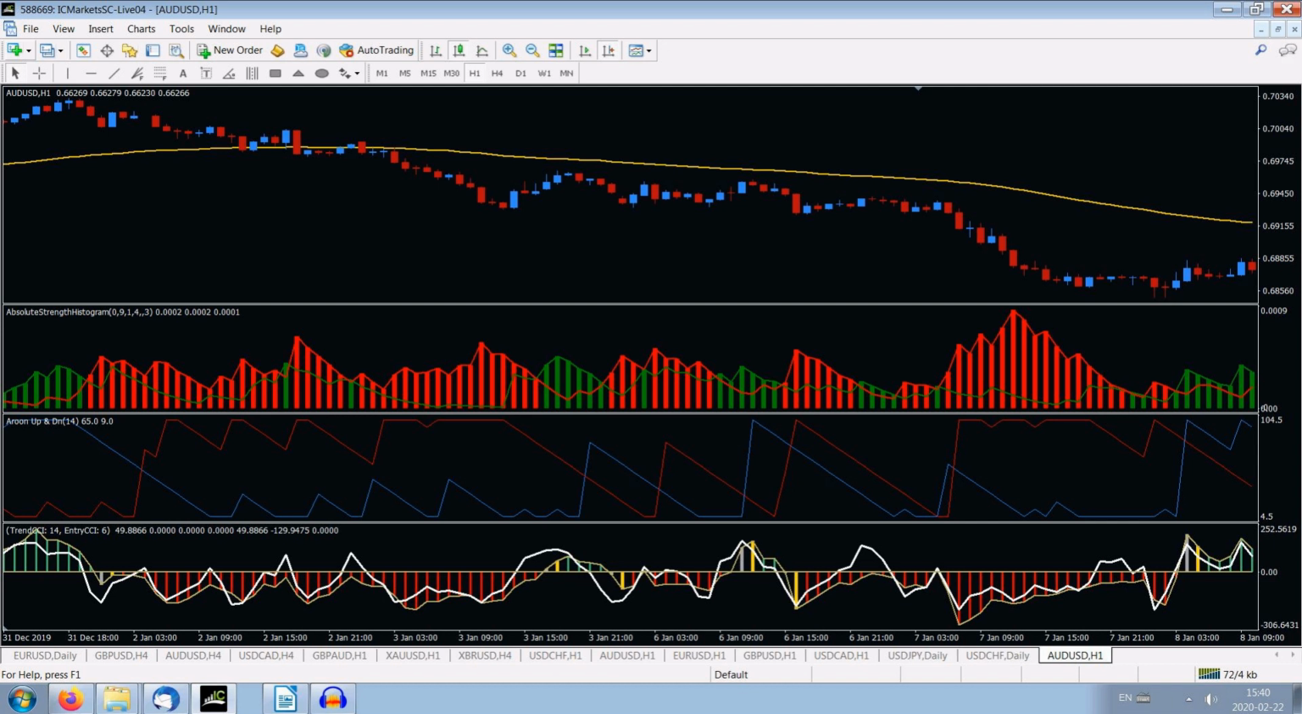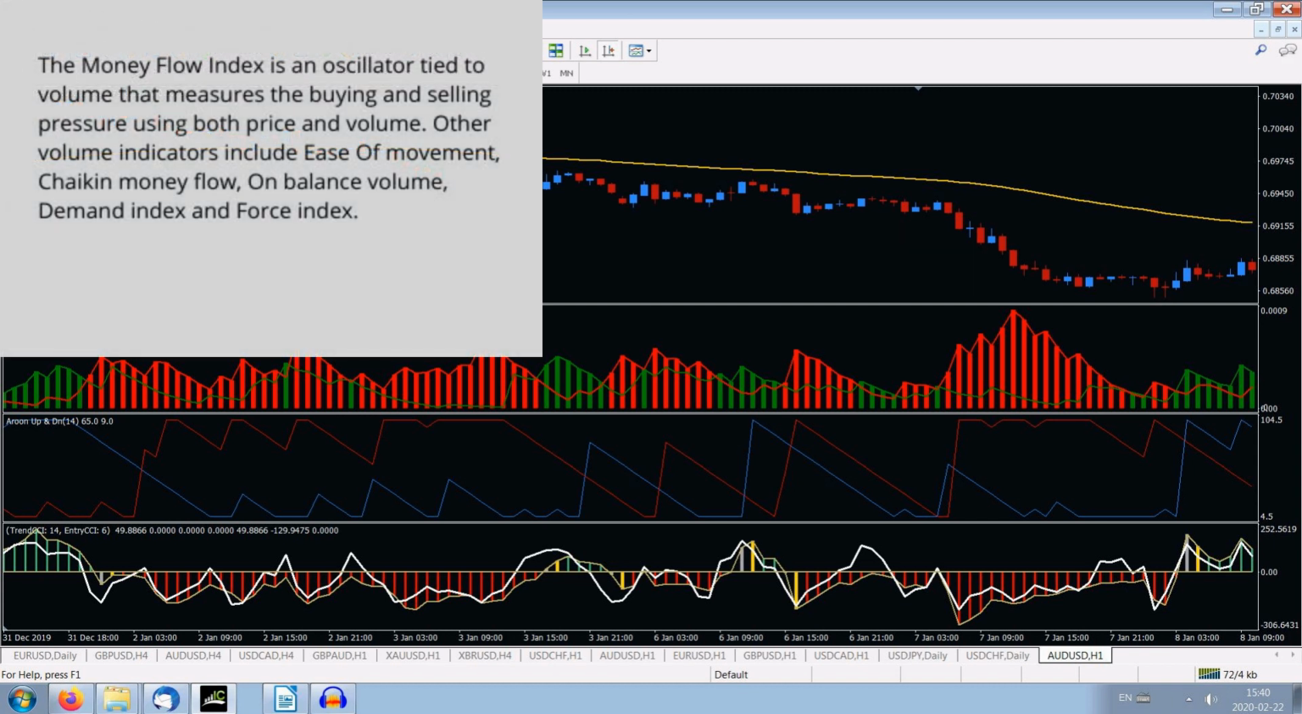For example, the money flow index is an oscillator tied to volume that measures the buying and selling pressure using both price and volume. So remember, money flow index just combines price and volume. That's how this indicator is made. Other volume indicators are the ease of movement indicator, Chaikin money flow, on balance volume, demand index, and force index. These are volume indicators.